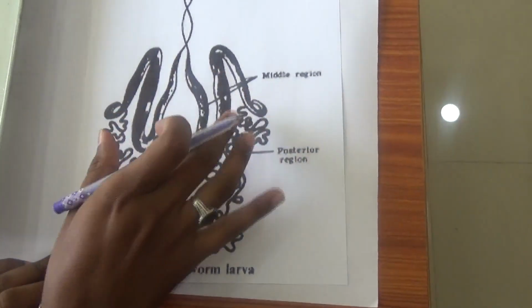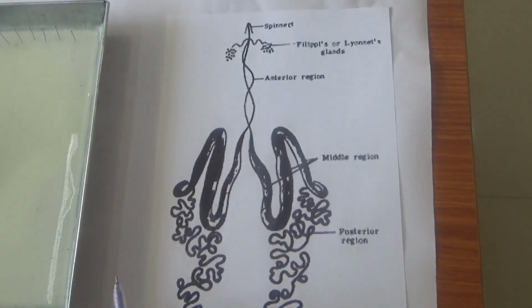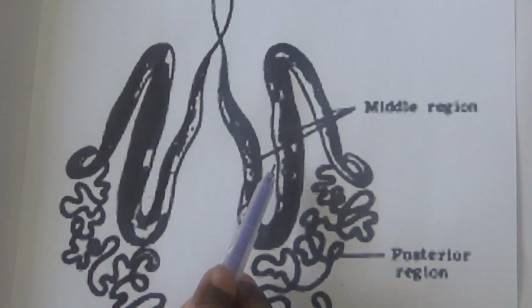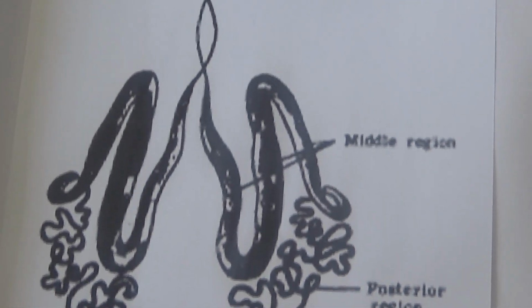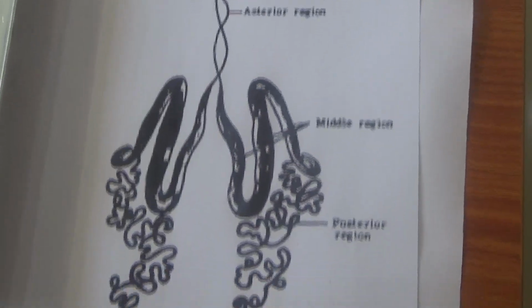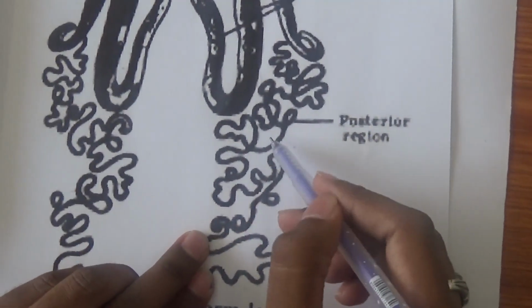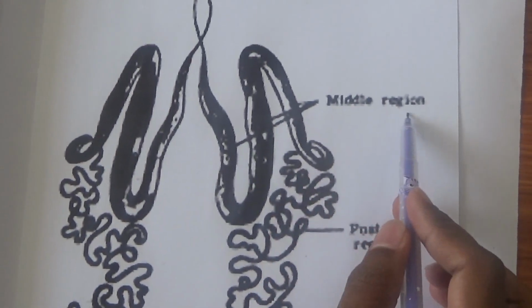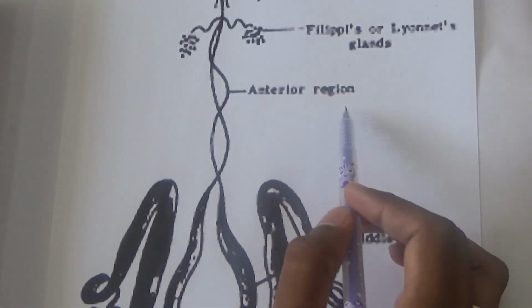They are modified labial glands situated just below the alimentary canal of the silkworm larva. One pair of silk glands is present in the silkworm larva. If you see the structure of one silk gland, we can observe three regions. One is the posterior region, which is the folded one, and another is the middle region, which is the thick and wider part.